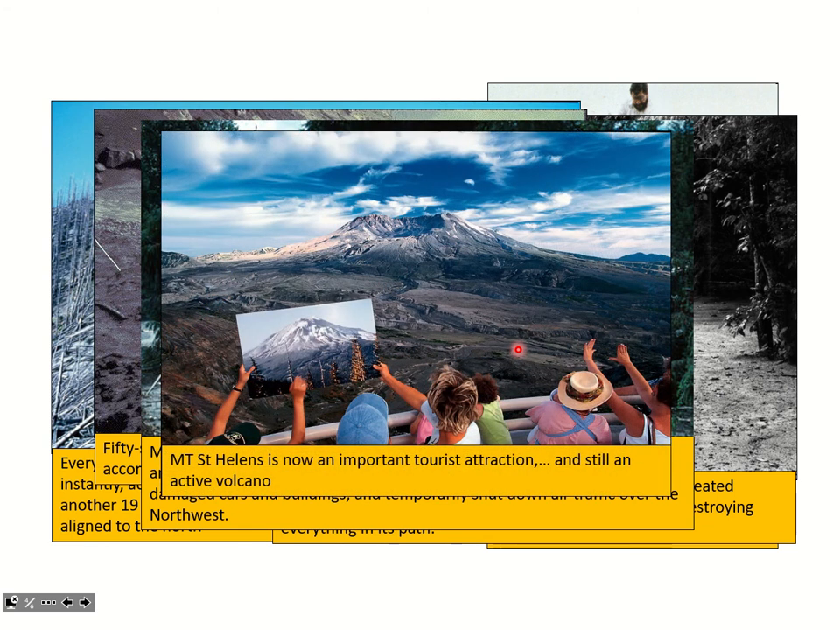A positive impact from the volcano is that now people visit the site as an important tourist attraction. And you can see in this picture people comparing the picture of before to after. And you can really see in this image the amount of the mountain that was just blown into smithereens with more force than a nuclear explosion.